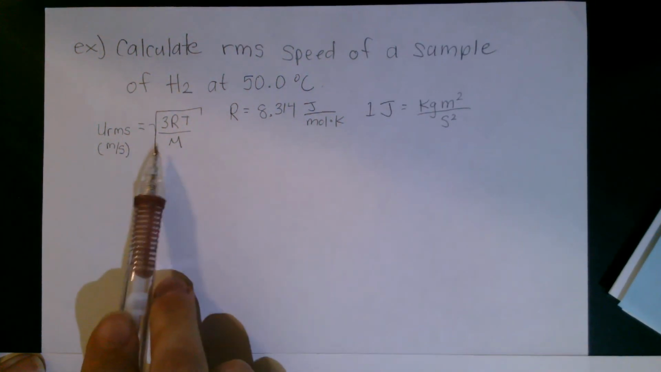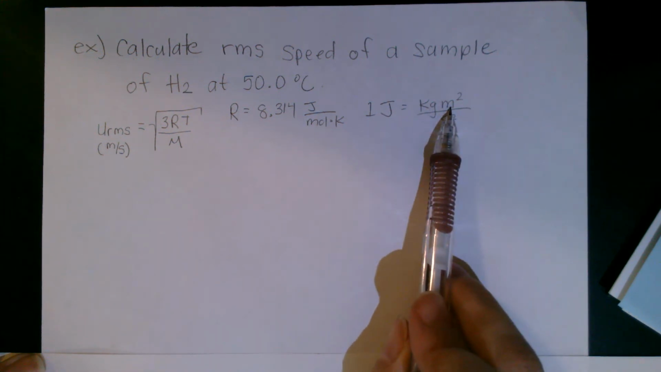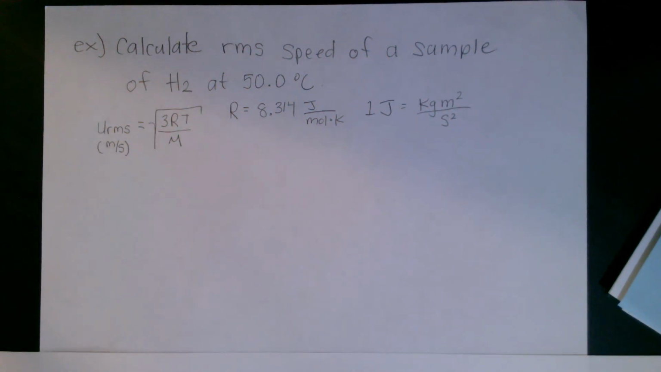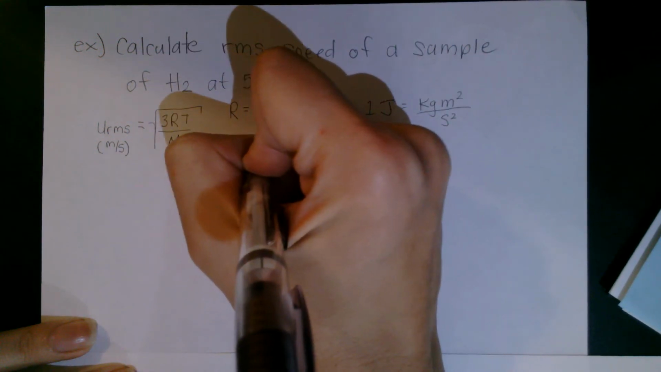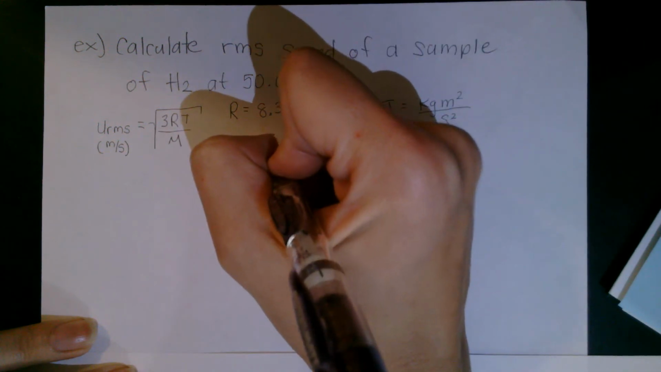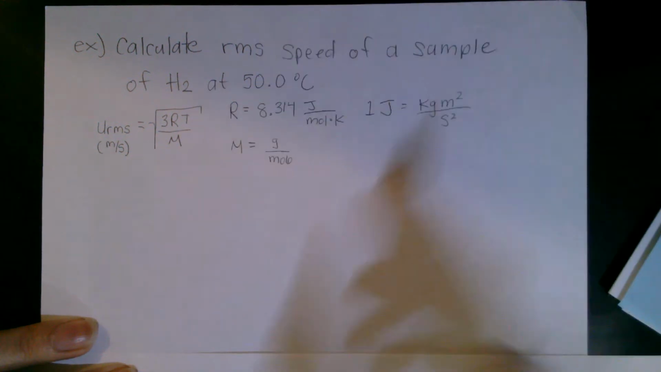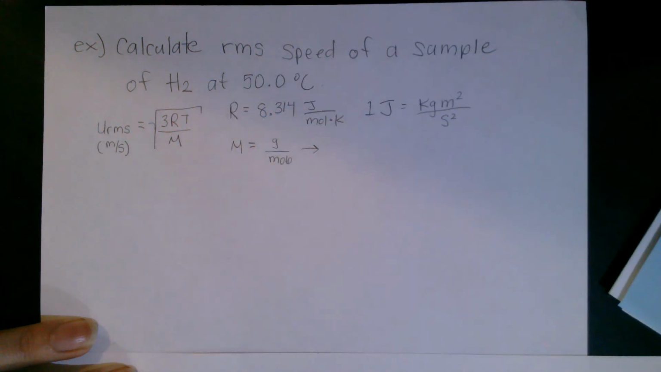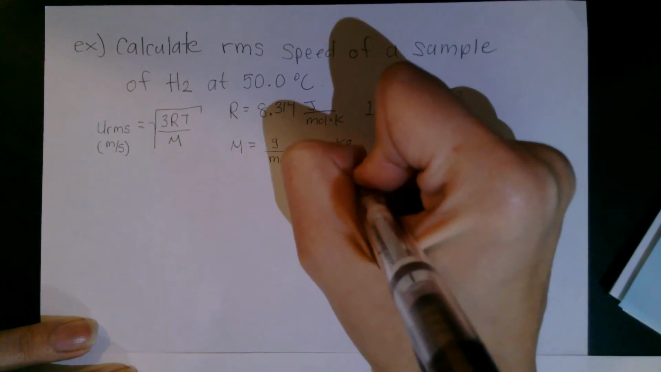So if we're taking a square root of something like this, we can get the kilograms to cancel if we have meter squared per second squared. If we take the square root, we're going to get a speed in meters per second. M is the molar mass, which we usually report in grams per mole. But to get our kilograms to cancel, instead of grams per mole, we're going to use kilograms per mole.